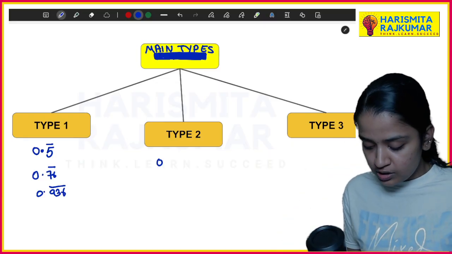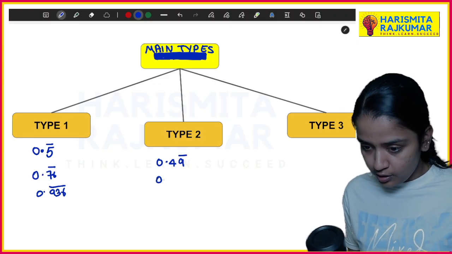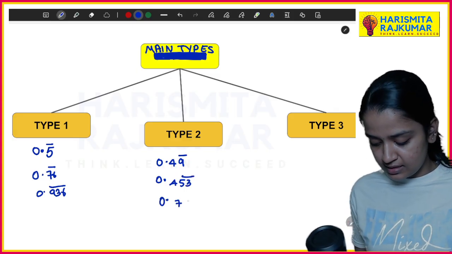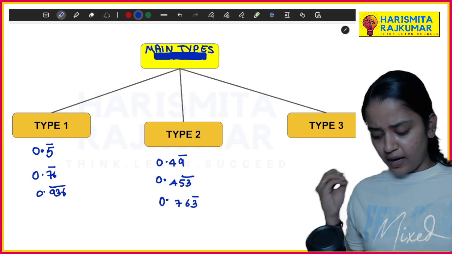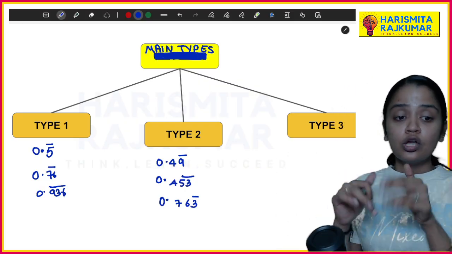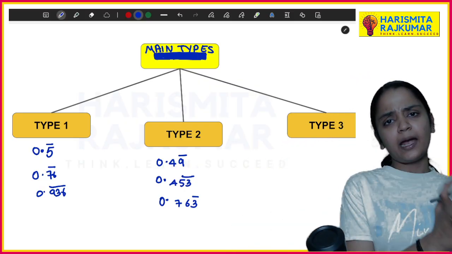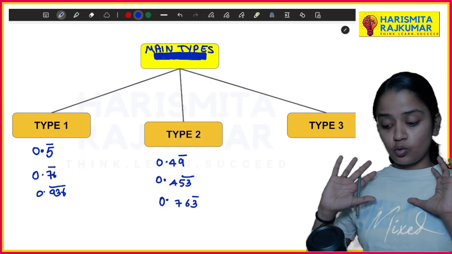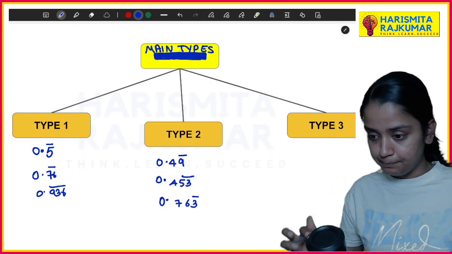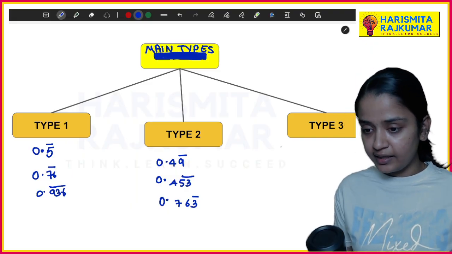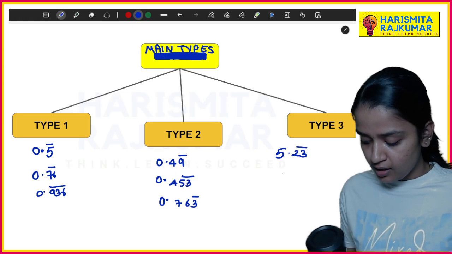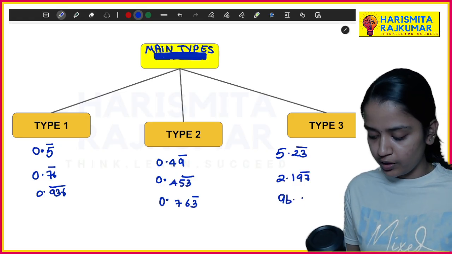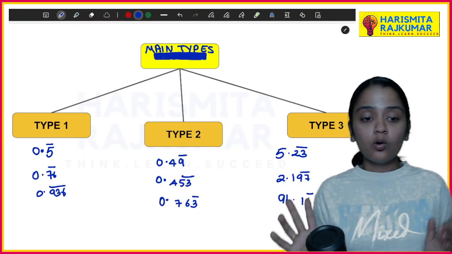Type 2 is 0.49 bar, 0.453 bar, 0.6763 bar. So these are the numbers which are type 2. I will be telling you the main difference between type 1, type 2 and type 3, and I'll be giving you tricks for it. So watch the video completely. Now type 3 is 5.23 bar, then 2.197 bar, and 96.16 bar.